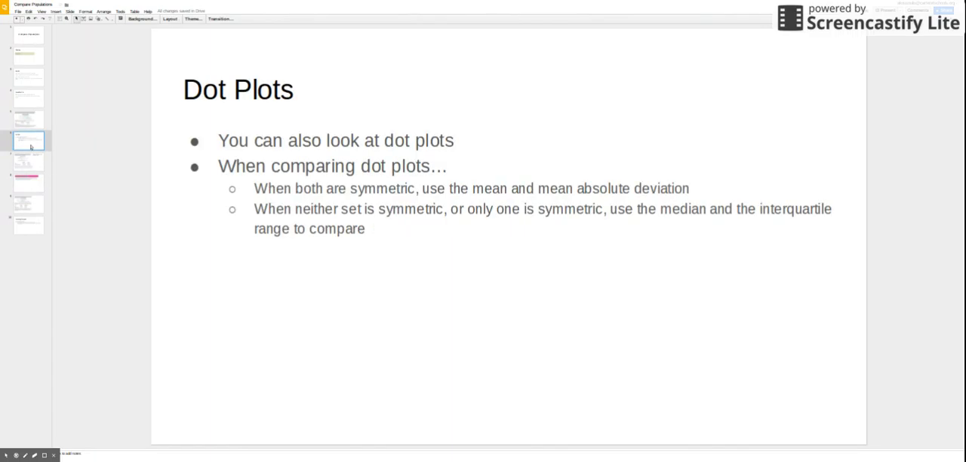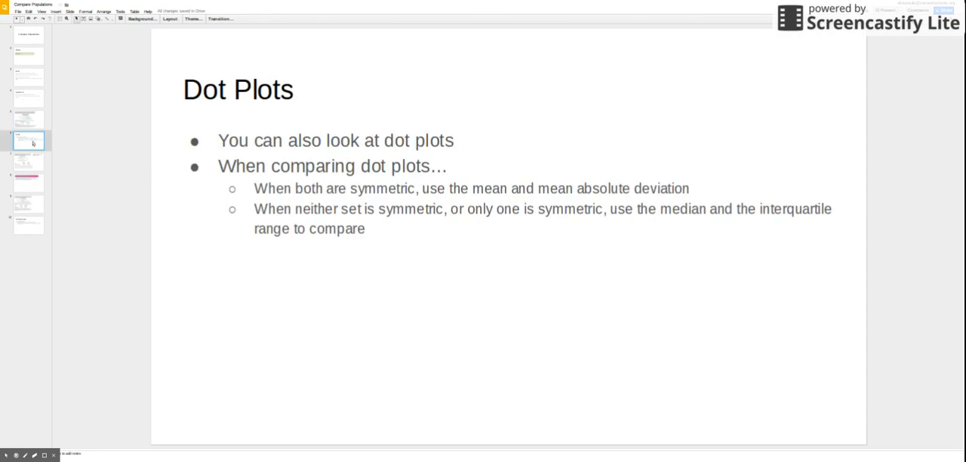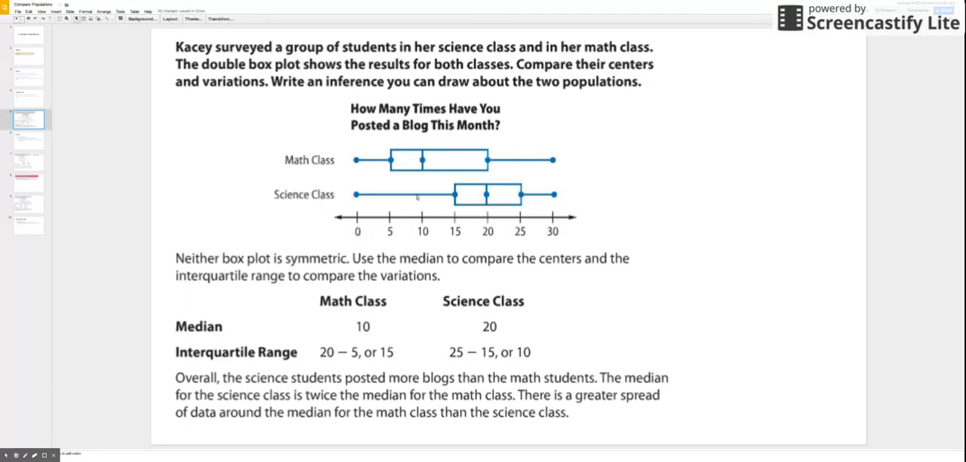Same thing with dot plots. When both are symmetric, you use the mean and the mean absolute deviation. When neither is symmetric or only one is symmetric, you use the median and the IQR to compare. So these rules apply for both box plots and dot plots. So when both are symmetric, use the mean and the mean absolute deviation. When neither set is symmetric or only one is symmetric, you use the median and the interquartile range to compare. Here, neither was symmetric, so we use the median and the interquartile range to compare.